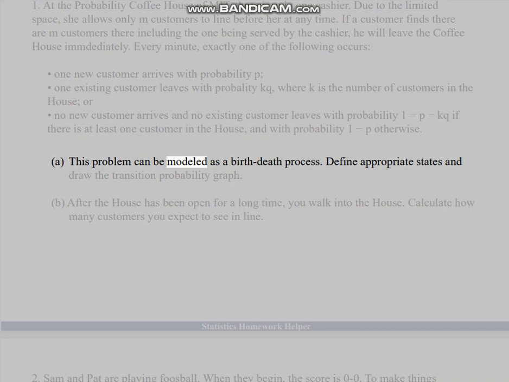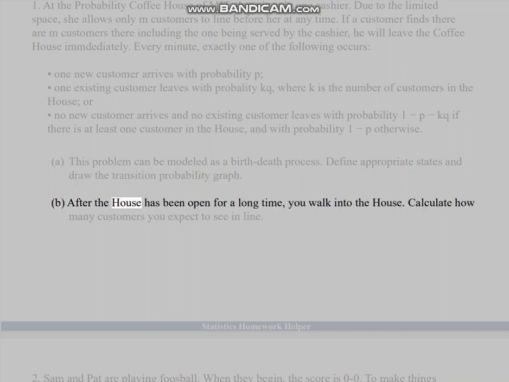A. This problem can be modeled as a birth-death process. Define appropriate states and draw the transition probability graph. B. After the house has been open for a long time, you walk into the house. Calculate how many customers you expect to see in line.